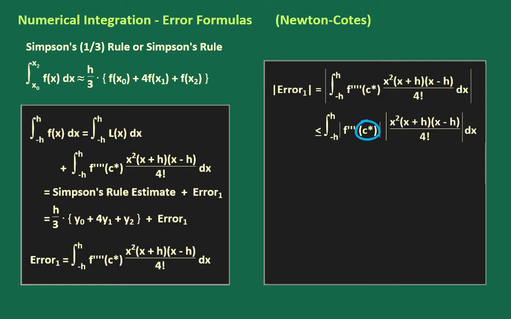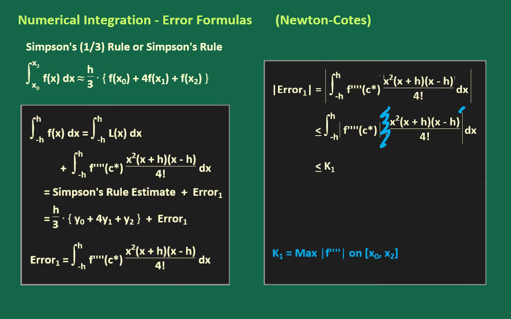Now c star depends on x, and it is virtually impossible to find c star in terms of x. What we will use instead is the maximum value of f quadruple prime. Now let k sub 1 be the maximum absolute value of f quadruple prime on the interval from x sub 0 to x sub 2, or from minus h to h. We can now bound this part of the integrand by k sub 1. Because k sub 1 is a constant, we can take it out of the integral. All we need to do now is just take the integral of the absolute value of x squared times the quantity x plus h times the quantity x minus h, all over 4 factorial.